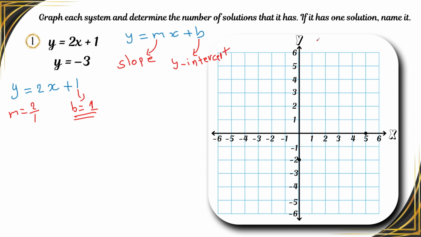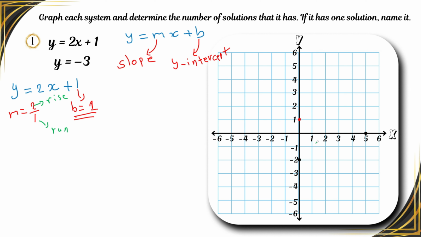Where is the y-intercept? This is the y-axis. We need y equals 1, which will be here. This is your start point. Now we need to graph the line by using rise and run. The number up represents rise. The number down represents run. When we say rise, it means go up or go down. If positive, go up. If negative, go down. When we say run, it means go right or left. If the number is positive, you go right. If negative, you go left.